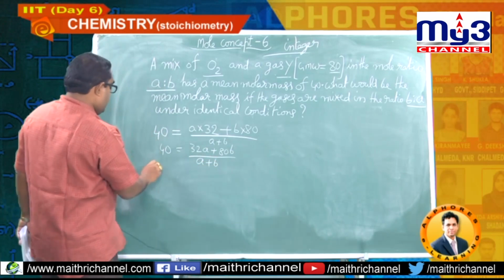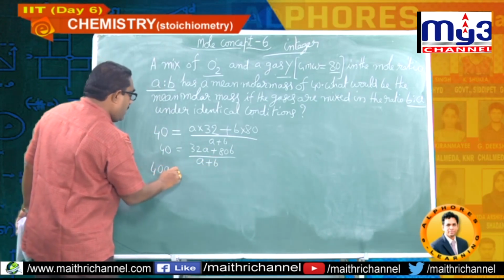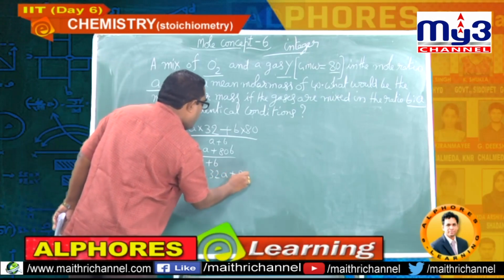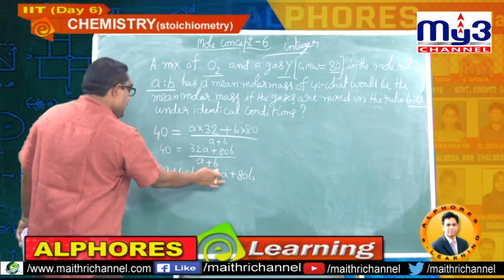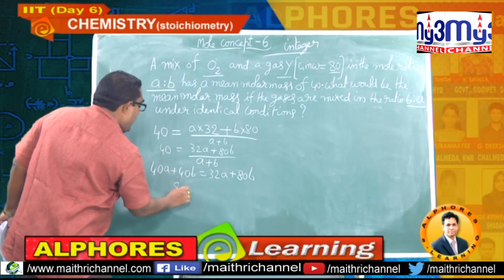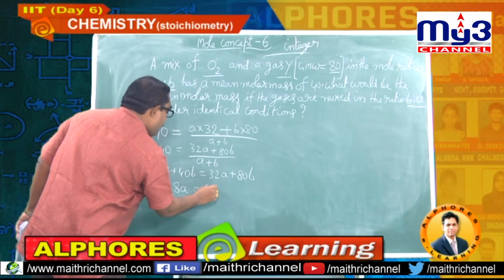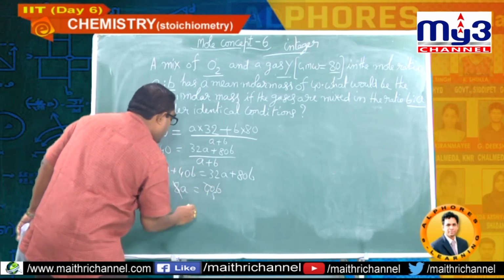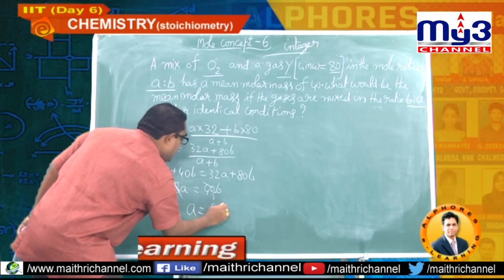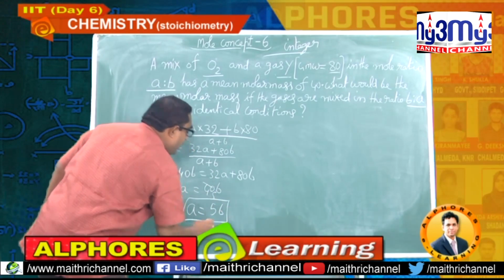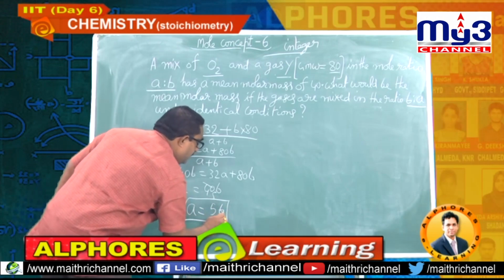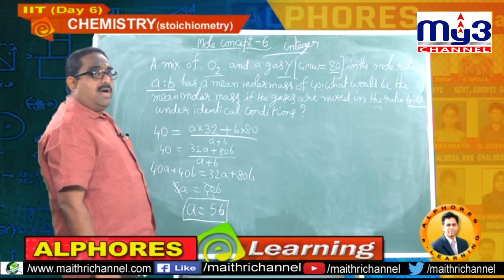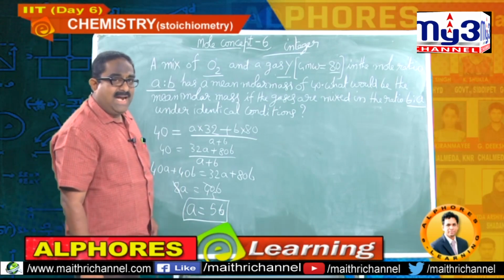Take this side: 40A plus 40B is equal to 32A plus 80B. Take 32A to this side, 8A, and 40B to that side, 40B. 5 8s are 40. So finally we got the relation A is equal to 5B. A is equal to 5B. Okay, that is the relation we got between the moles A and B. Right.